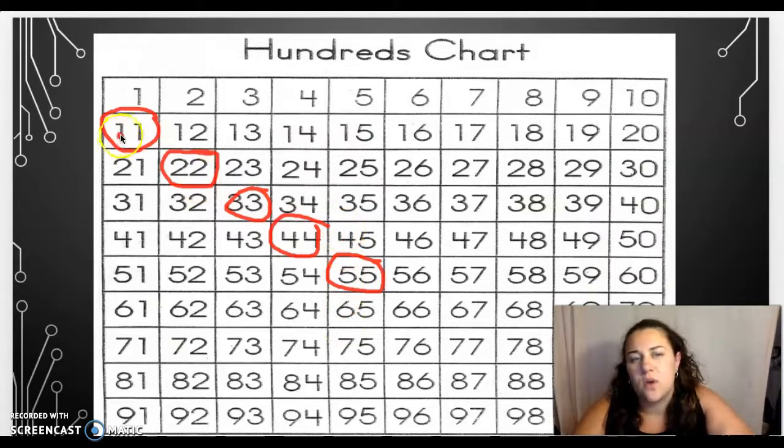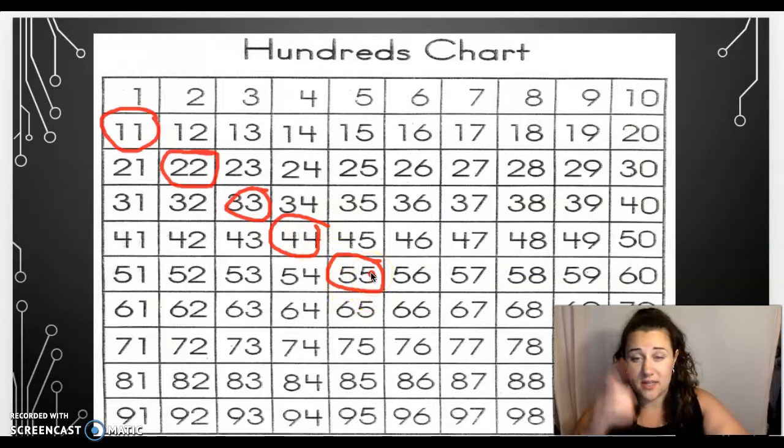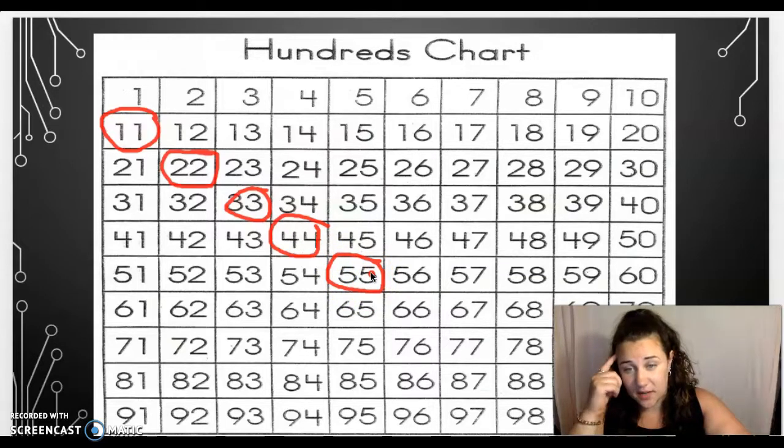Now, friends, I'm noticing a pattern. I see 1, 1, 2, 2, 3, 3, 4, 4, 5, 5. That's important. Keep that in mind because that's going to help us when we start multiplying. But I'm going to keep counting so we can see.